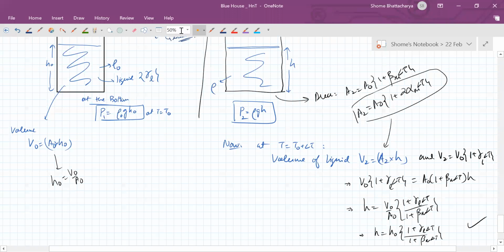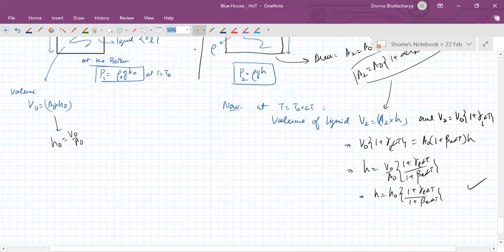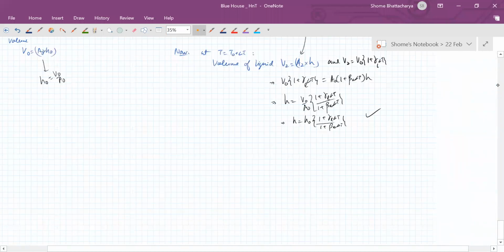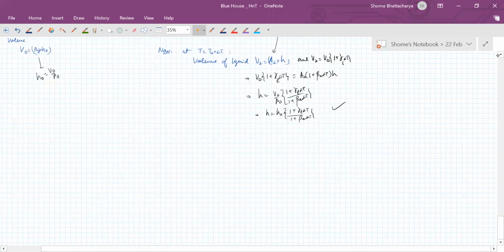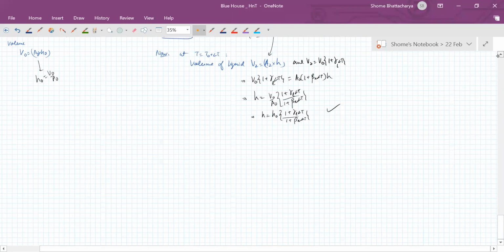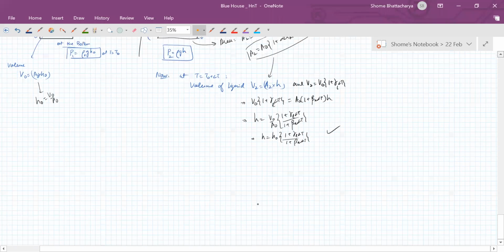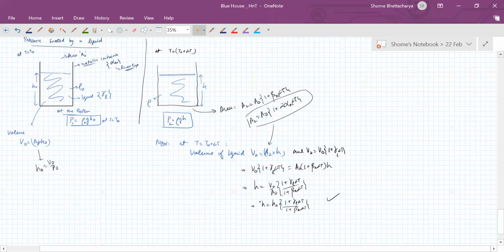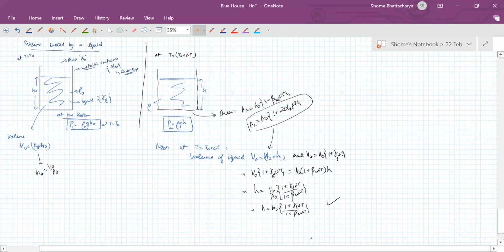Make sure you understand up to this step. Then we will understand about the pressure, because for the pressure we also need to understand how the density has changed. So first understand how the height has changed. This is how the height of the liquid column has changed. And the new pressure is density into G into H. So density would have also changed because the liquid has expanded, obviously.